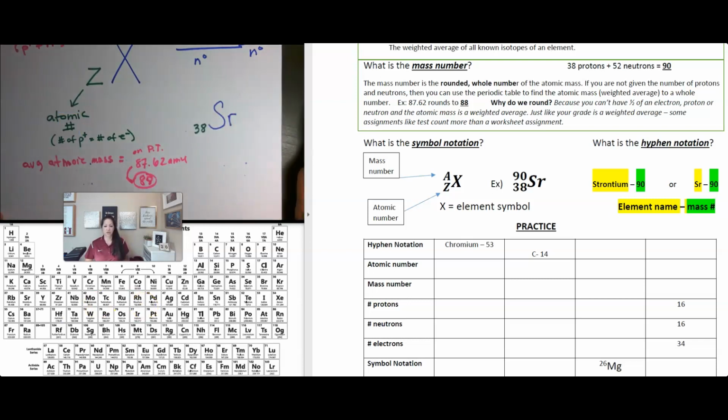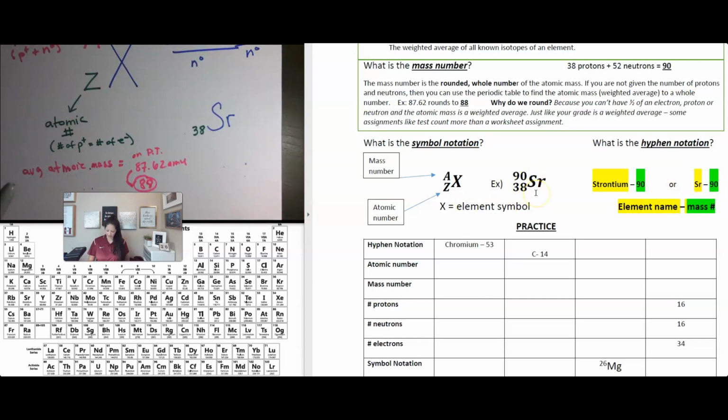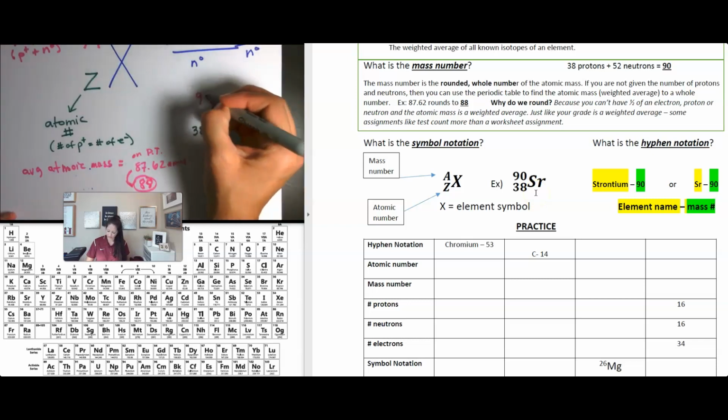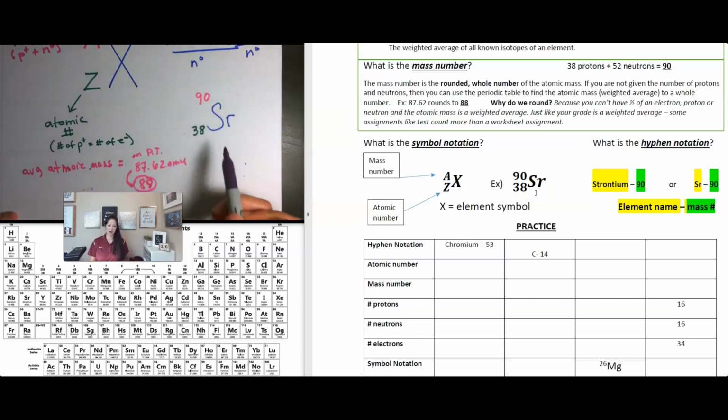So in this case, we were just told it was strontium-90. See how it's also written here with the element and then the mass number, or the symbol and the mass number. So we're going to put a 90 as our mass number. So sometimes this number is not what's on the periodic table. If you're given information, go with the information you're given. If you're not given any information, then you fall back to the periodic table.